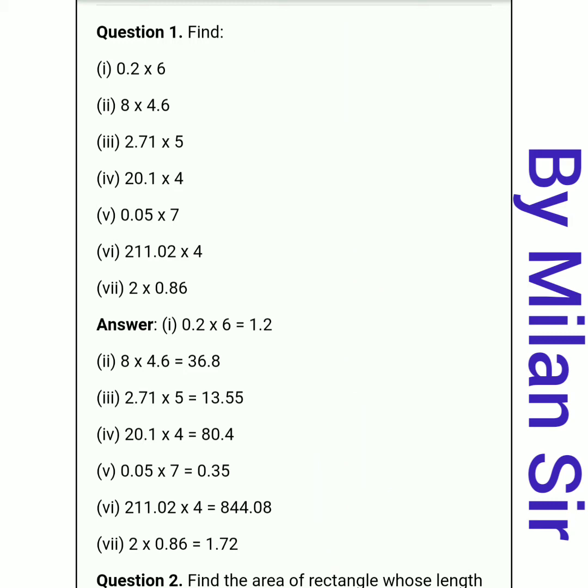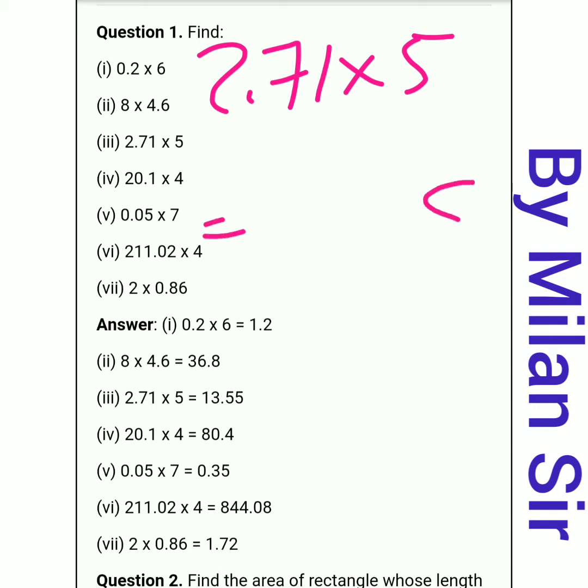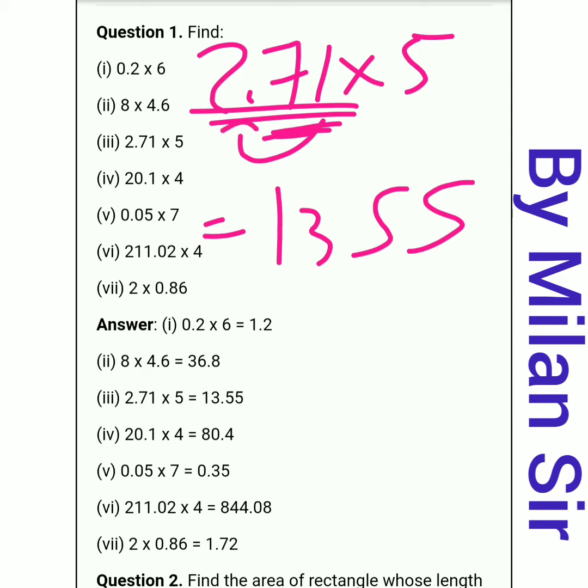Question number 3: 2.71 multiply 5. Just ignore the decimal point and write down the answer of the multiplication of 271 multiply 5. So 5 ones are 5, 7 fives are 35, 5 twos are 10 plus 3, 13. Now here the decimal point is before two digits, right? So same thing we need to do in the answer. Before two digits we need to put the decimal point.